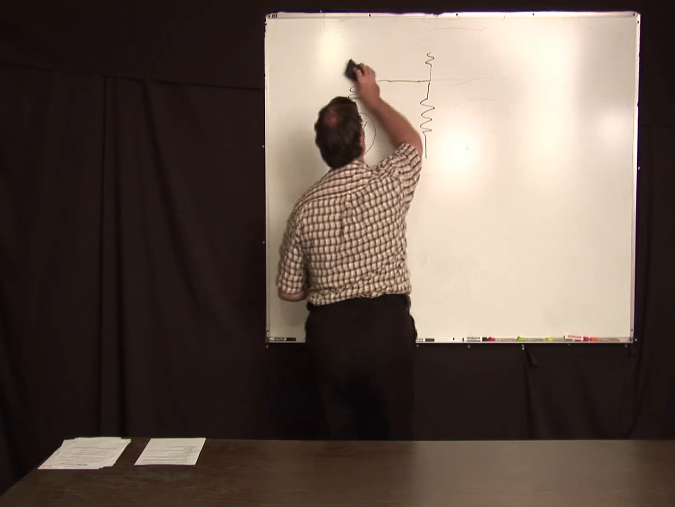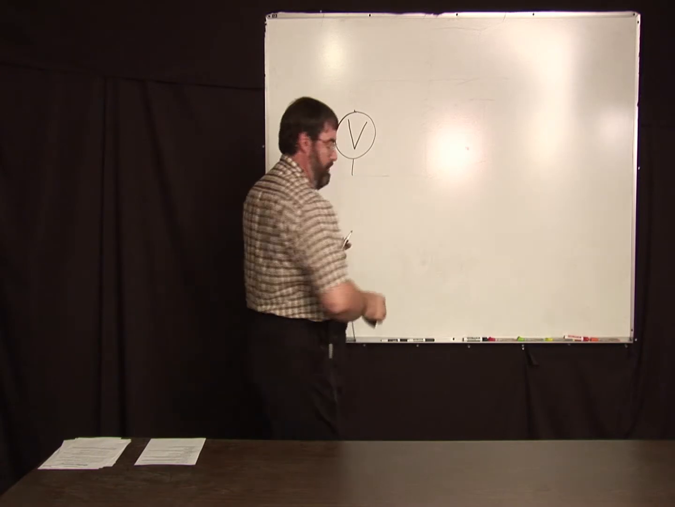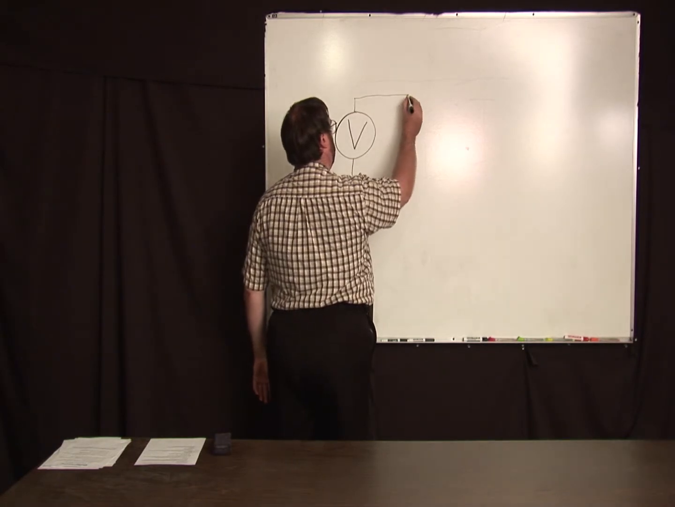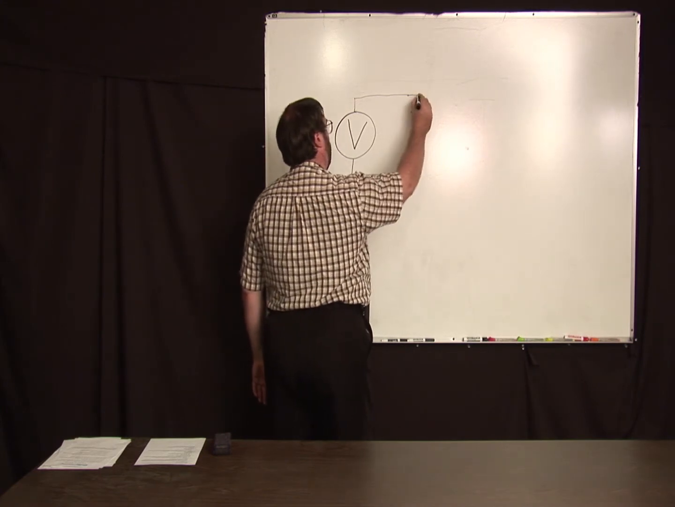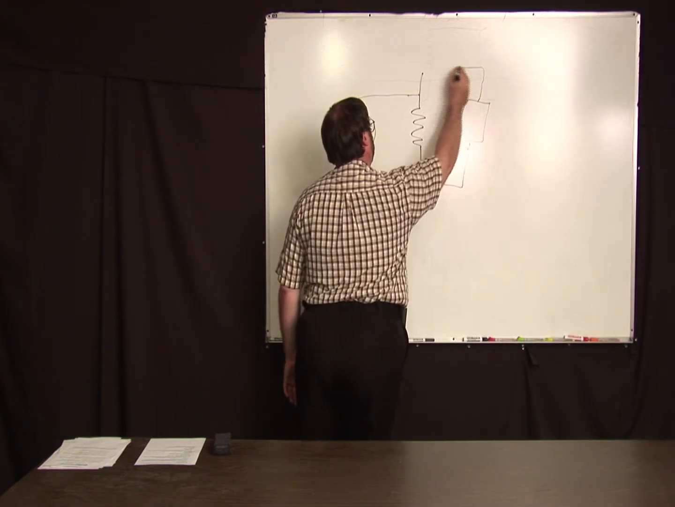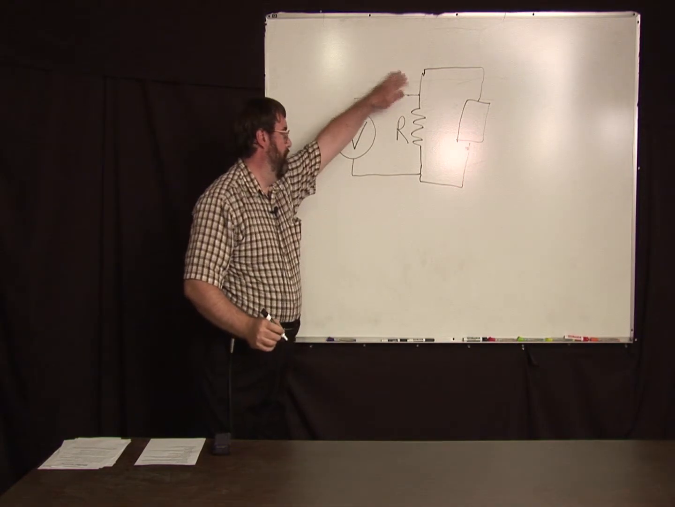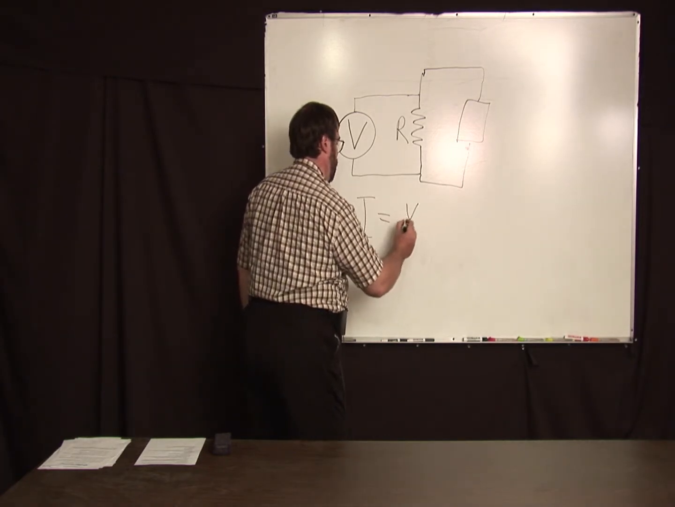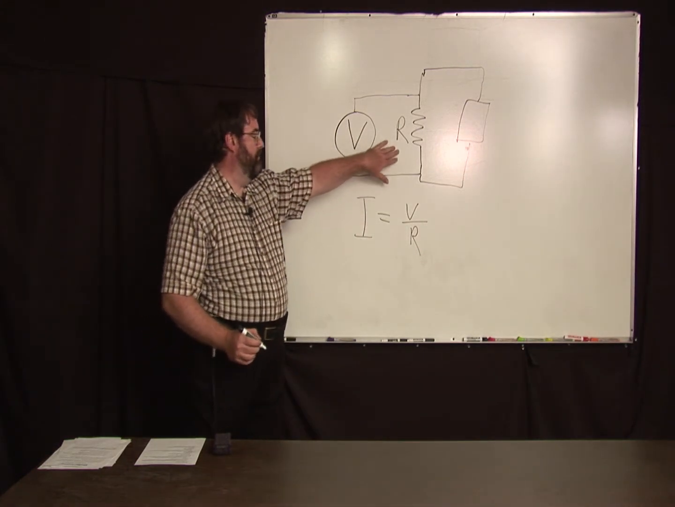Another example of what you can use this for: what if you wanted to measure current? Well, you could measure current with a voltmeter. If you have a voltmeter across a known resistor, R, and you stick that into an existing circuit, we can now say the current going through this part of the circuit is V over R, whatever the voltage you measure divided by the resistance.